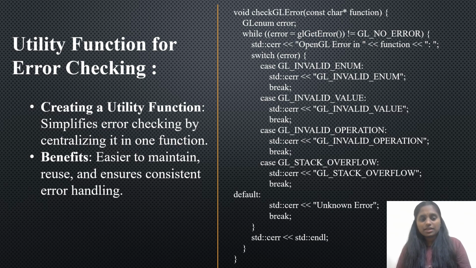Second OpenGL error handling method is a utility function for error checking. Firstly, creating a utility function. It simplifies the error checking by centralizing it in one function. So the benefits are that it is easier to maintain, reuse, and ensures consistent error handling.